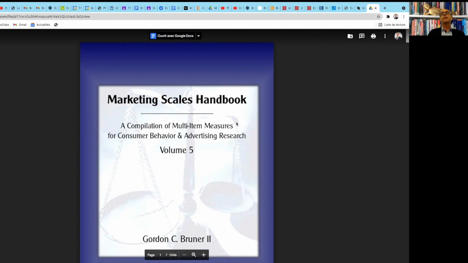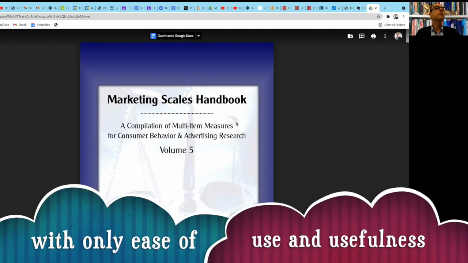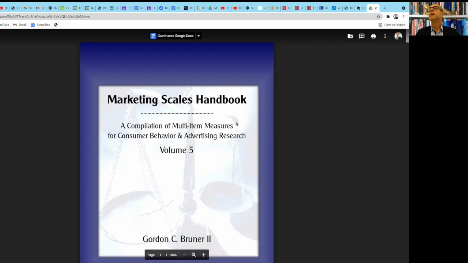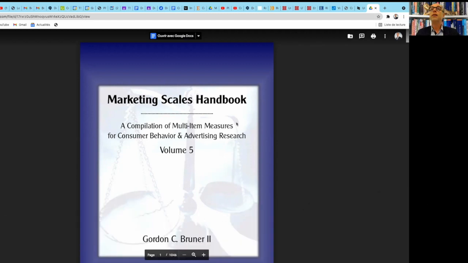Because as you can understand, in marketing research, new concepts emerge. The basic TAM model was based only on ease of use and perceived usefulness. But we have seen that the model evolved and a lot of other factors were introduced due to changes of environment, of consumers, and of technologies. So from TAM to UTAUT, other factors were introduced, for example hedonistic benefits, but also facilitating conditions and social factors that influence technology acceptance. And from UTAUT 1 to 2, other factors were added.